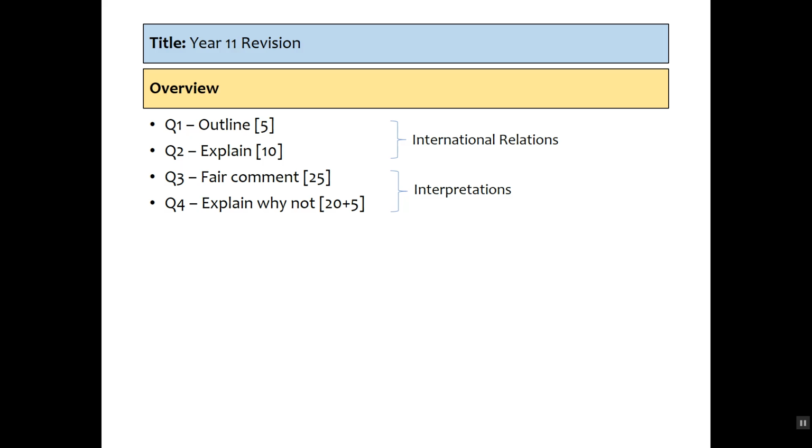A quick outline of the content and the course and the questions you're going to be asked. Two questions in section 1 are based on international relations and the events that we're going to talk about soon. They're worth 5 and 10 marks, and then question 3 and question 4 are worth 20 and 25 marks each, and they're based on different interpretations.